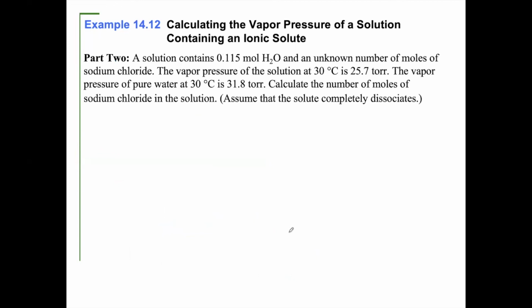A solution contains 0.115 moles of water and an unknown number of moles of sodium chloride. The vapor pressure of the solution at 30 degrees Celsius is 25.7 torr. The vapor pressure of pure water at 30 degrees Celsius is 31.8 torr. Calculate the number of moles of sodium chloride in the solution. Assume the solute completely dissociates. Like what I was talking about earlier about how some of those ions pair back up again, and that's why the Van Hoff factor might be less than expected, we're just assuming that everything dissociates and doesn't get back together here.